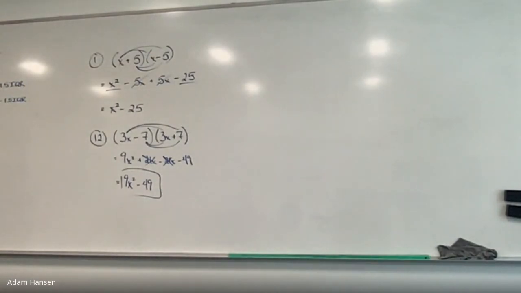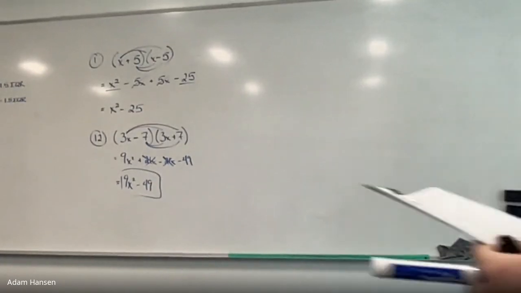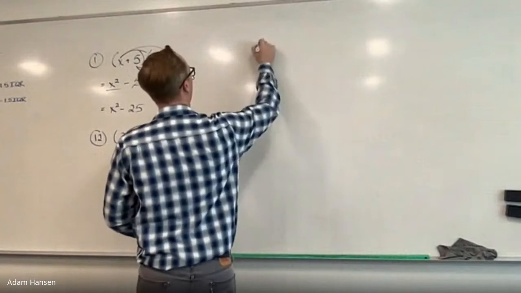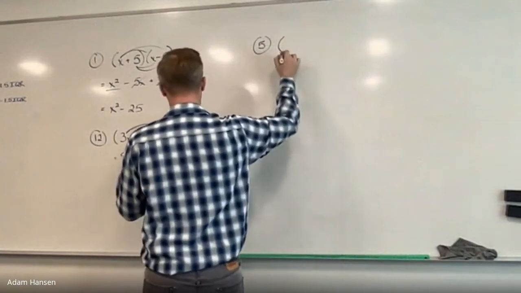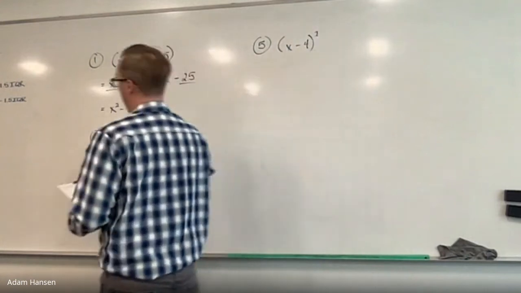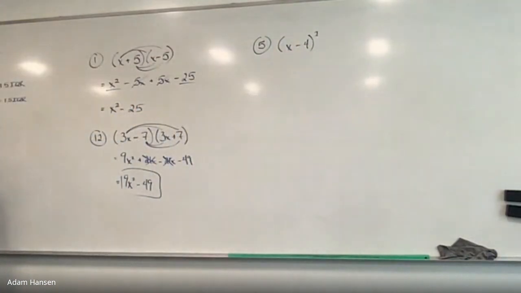If you know what's going to happen ahead of time, just skip to what you need to have for your final answer. That would be fine. Let's try number 5. A little bit different for the special case. X minus 4 squared. How do I simplify this?